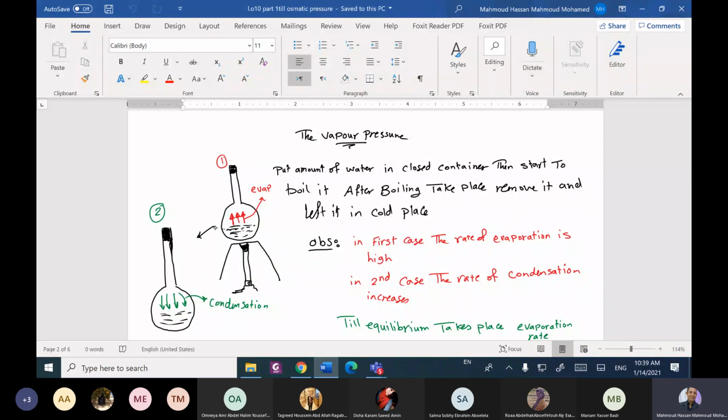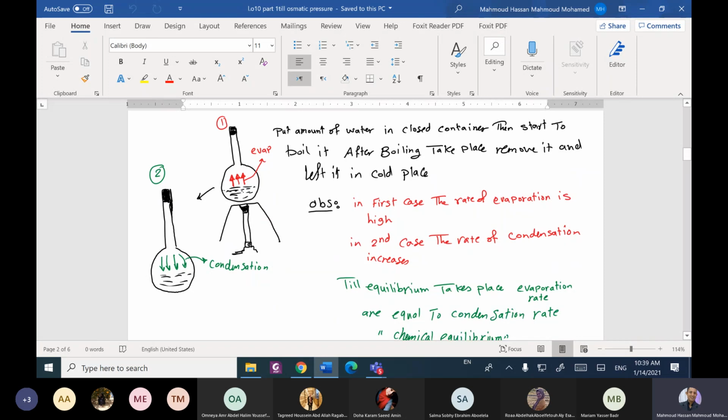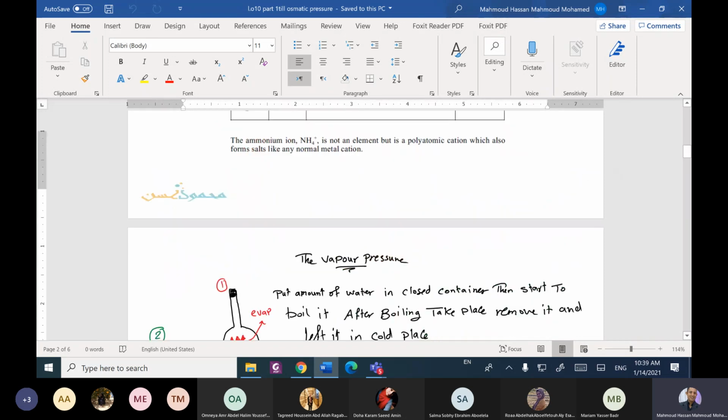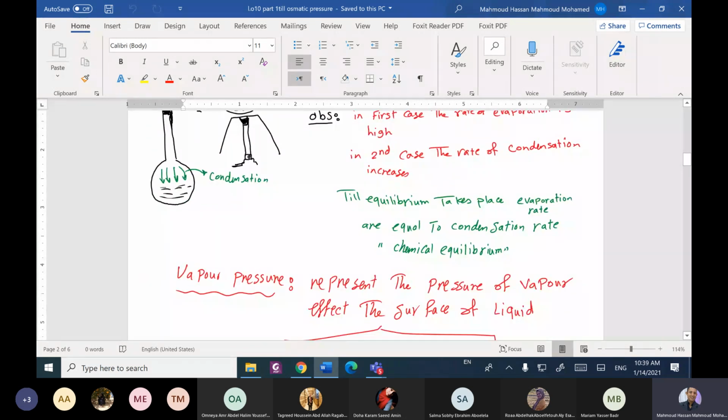If we transfer this round bottom flask to a cool place, we'll find the condensation starts taking place. So firstly, the rate of evaporation is high, then in the second case, the rate of condensation increases until we reach the equilibrium state. The equilibrium state takes place when the rate of evaporation equals the rate of condensation. This is called the chemical equilibrium.